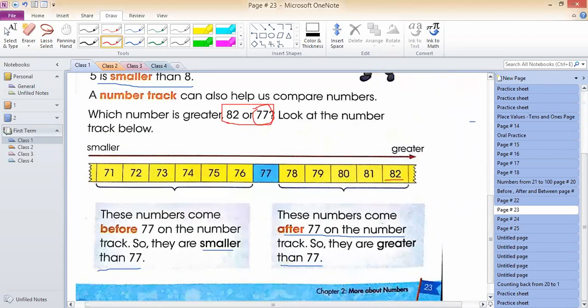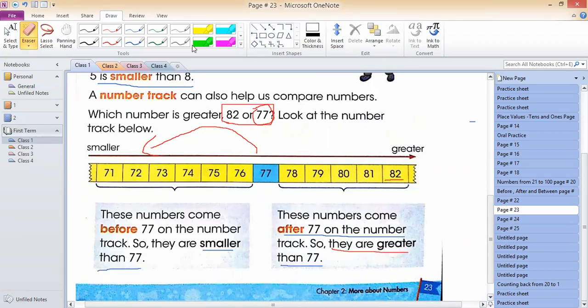So the numbers, guys, which come after 77 on the number track, they are greater than 77, as I told you. And the numbers which come before 77 on the number track, they all are smaller. Like 76 is smaller than 77. 75 is also smaller than 77. 74, 73, 72, and so on.